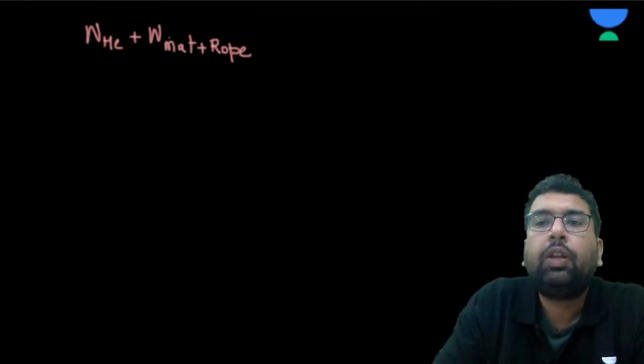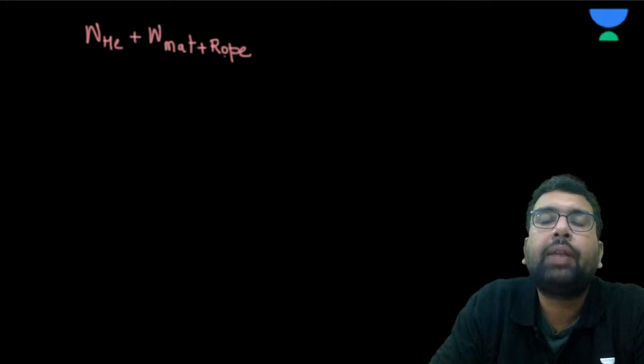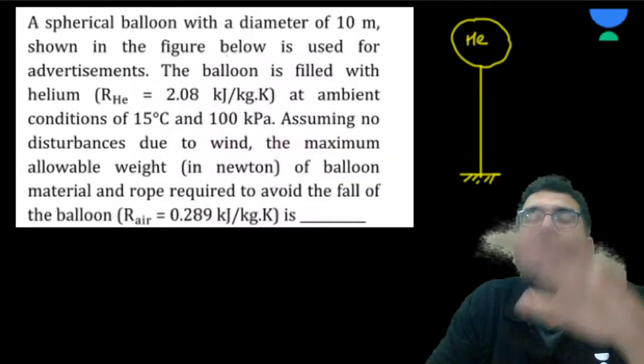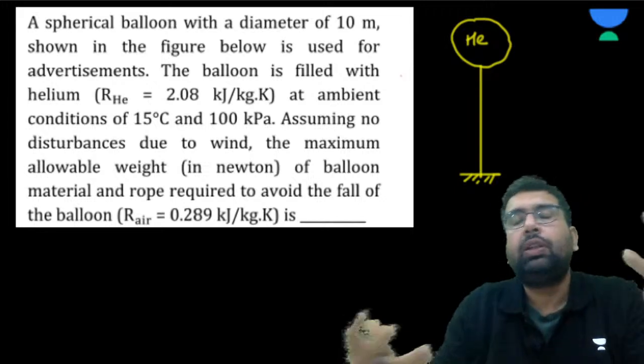So now the weight of the helium will be acting in the downward direction, and the weight of the material and rope is also acting downward. Since this balloon must have displaced some fluid, what fluid? Obviously air. So this balloon must have displaced the air, so there will be some buoyancy force, isn't it? So what is the buoyancy force?